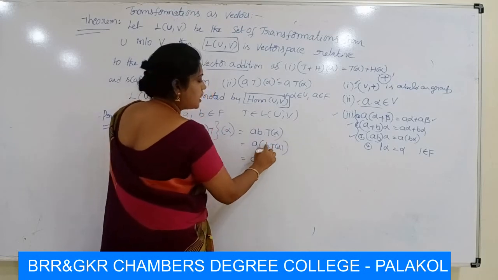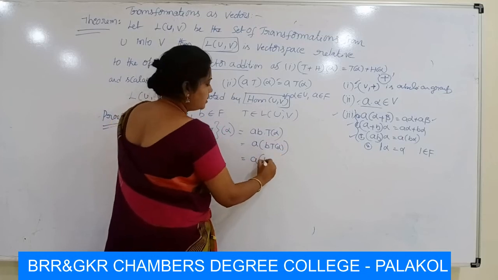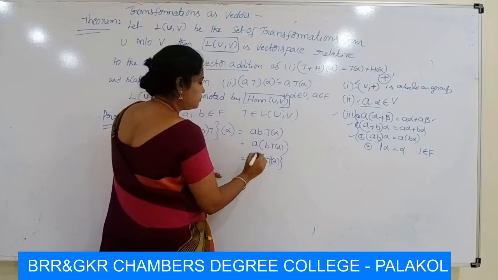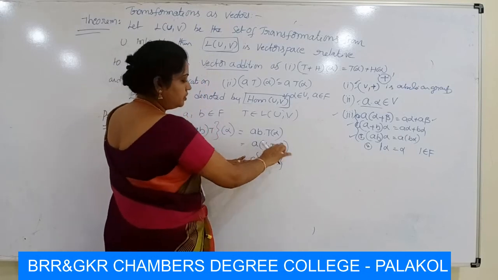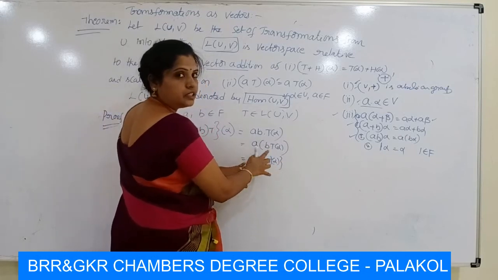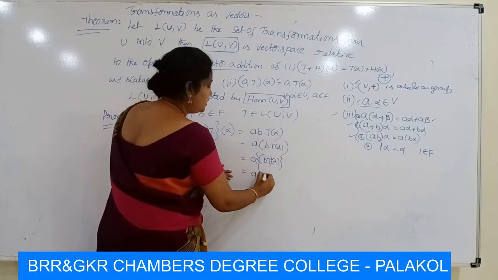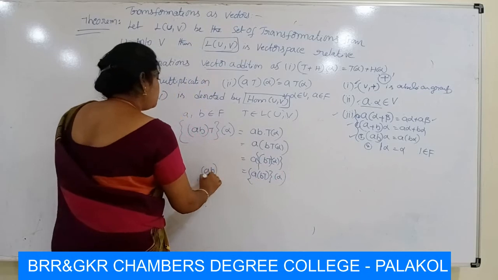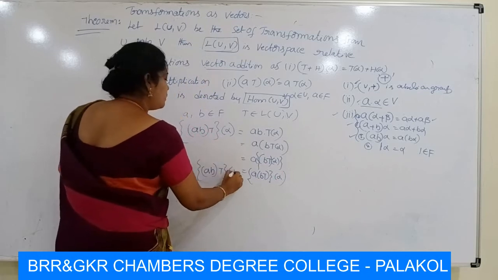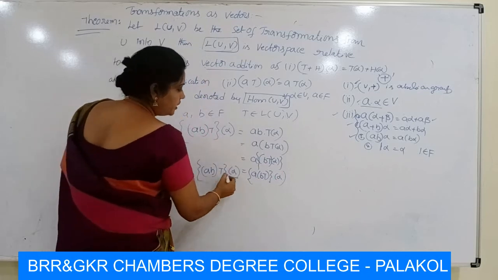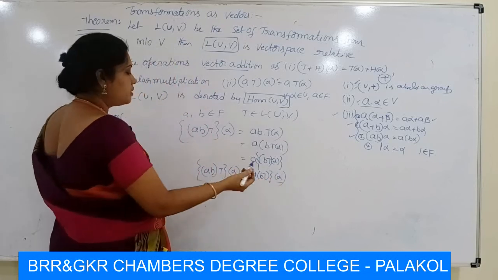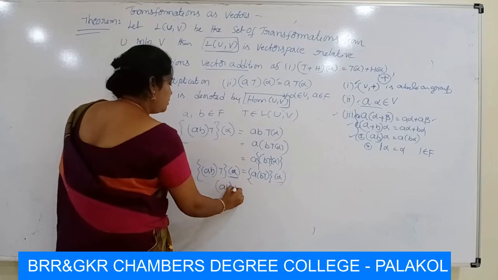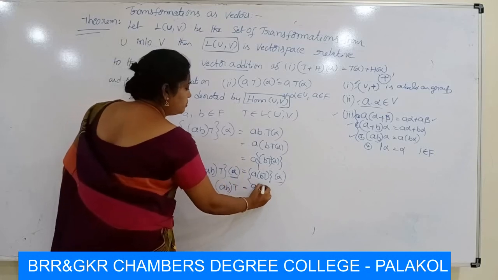By scalar multiplication with a transformation, this is A into BT of alpha. Again, BT is a transformation, so A into BT of alpha. So we get AB into T of alpha. So here we have the element alpha on both sides. Therefore AB into T is equal to A into BT.